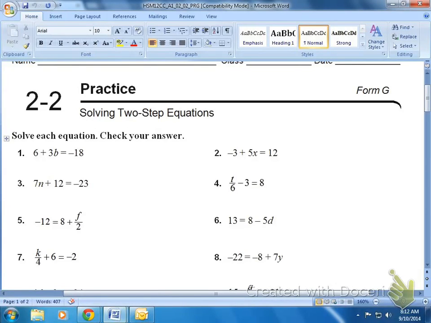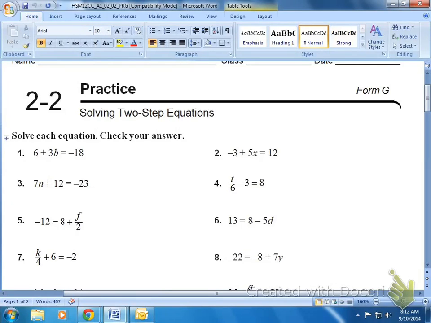All right, so today we're going to start on two-step equations, solving two-step equations. Same thing as one-step equations, except there's going to be another number in the number sentence that you have to remove away from the variable. Okay? So let's look at number 1.